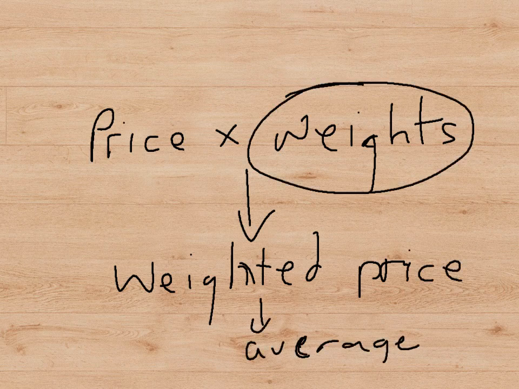So it's a question of where these weights come from, and we can see that these weights come from the percentage of our income that we spend on these goods.